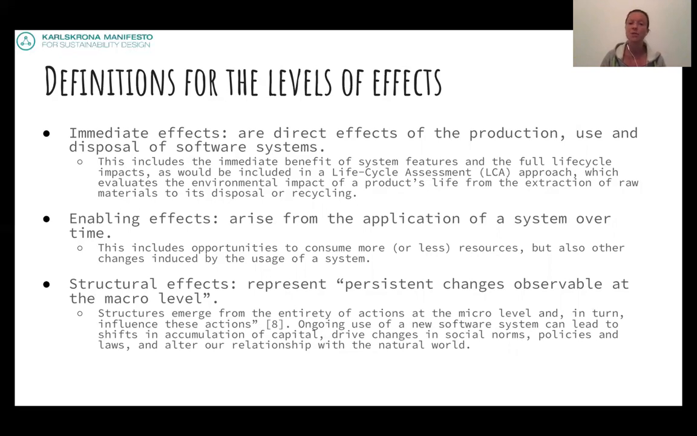And that includes opportunities to consume more or less resources, but also other changes induced by the usage of a system. And then the structural effects represent persistent changes that are observable at the macro level, so on a community or a societal level. And structures emerge from the entirety of actions at the micro level and in turn influence these actions. Ongoing use of a new software system can lead to shifts in accumulation of capital, drive changes in social norms, policies, and laws, and alter our relationship with the natural world.